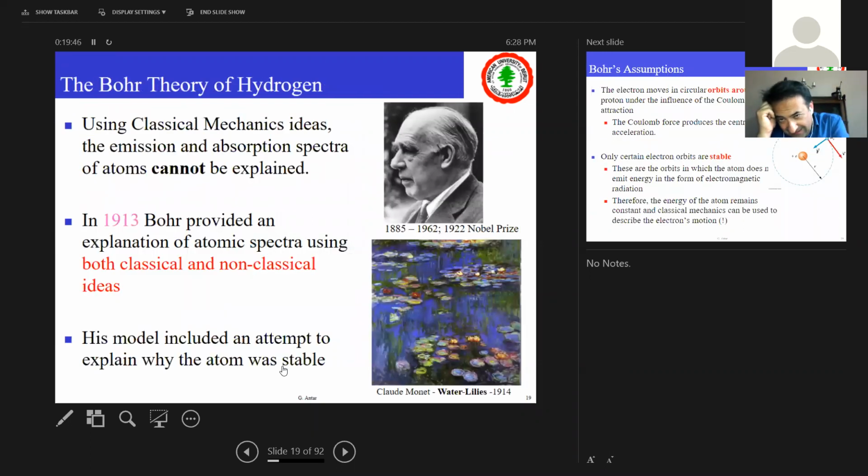So if you were in class, I would have asked you, why do you think I put Claude Monet's water lilies from 1914? And Mr. Bohr obtained his Nobel Prize for the explanation of the atom in 1922. So clearly you can see this is the same era, right? If anyone would like to answer, I would be happy to listen. Why have I put Claude Monet and Niels Bohr?